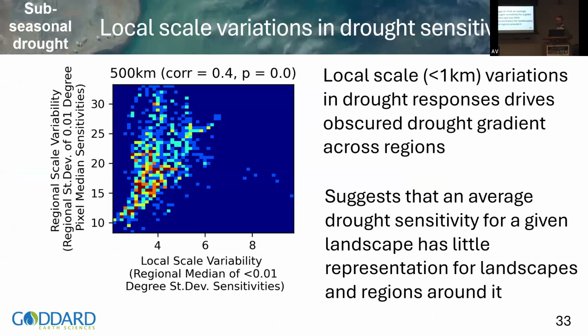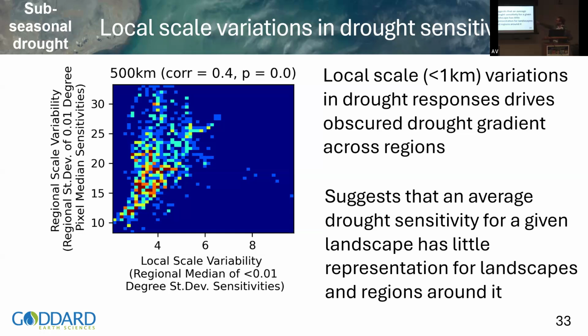And this plot, this is really the last data plot I'm showing here, that local scale variability. So if I do that quantification, if I have a high local scale variability in certain pixels, that will also drive large regional scale variability, meaning that this local scale variability of drought sensitivity, just looking across the University of Maryland, is probably a major reason why we cannot see a gradient across regions. That might be a major reason. This plot here is showing there's some connection of the local scale variability to regional scale variability of drought responses.